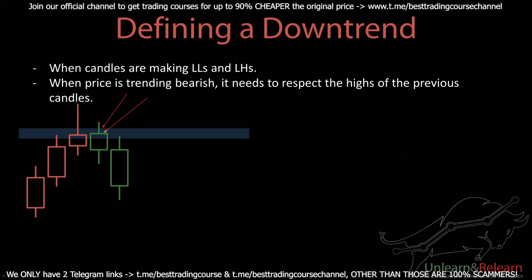This is the confirmation you're getting. If you're waiting for another confirmation, then maybe this is your confirmation. If you're taking a sell right over here, now your stop loss is right up over here, above the candle high.